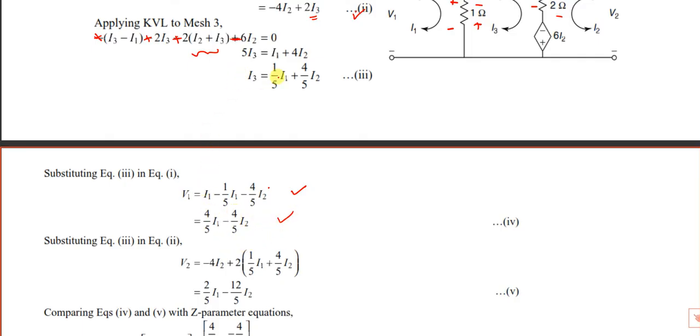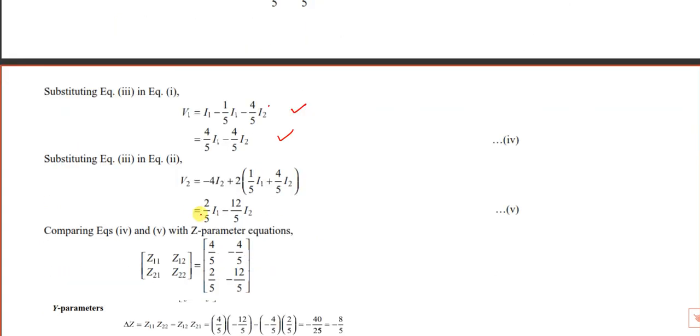Similarly, substitute the value of I3 in equation number 2, where we wrote KVL for mesh 2. There also, if you simplify, you're going to get it in terms of I1 and I2 only. So this one is Z21, this is Z22. You have to write all the units as ohms. All are Z parameters, and the unit is ohms: 2 by 5 ohms and minus 12 by 5 ohms.